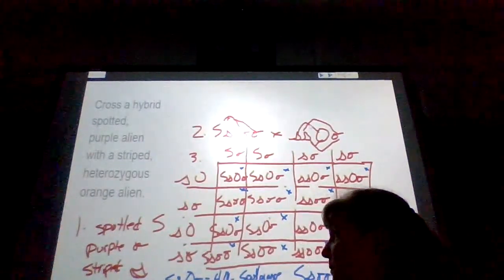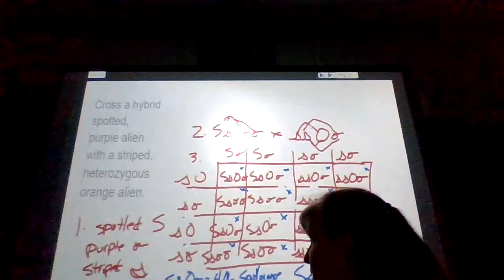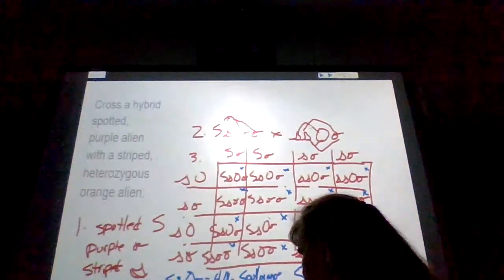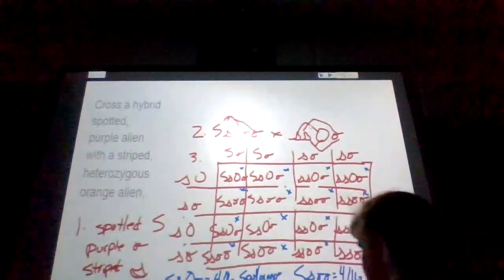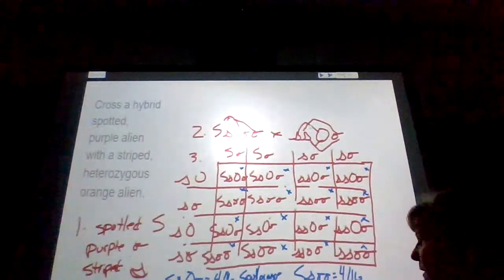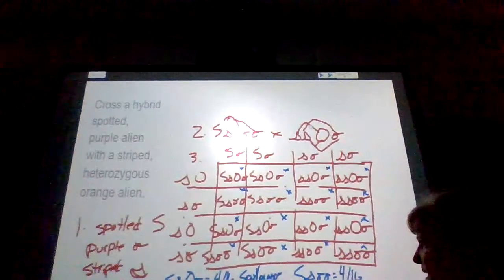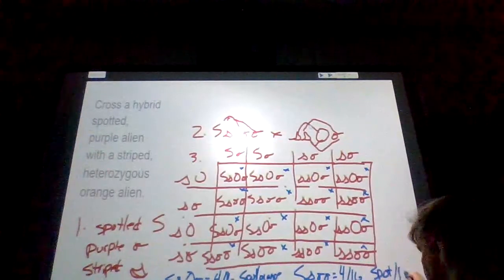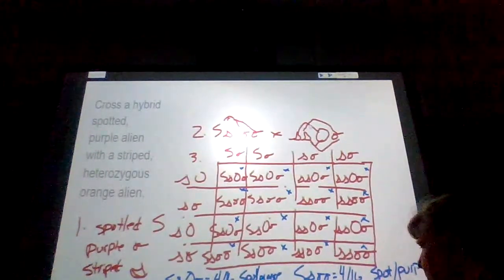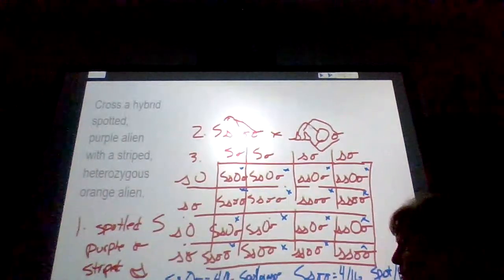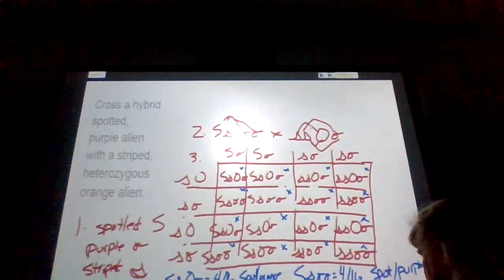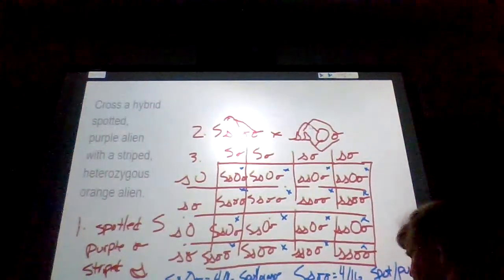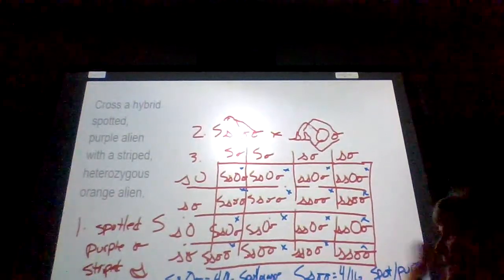Okay, here I don't have a dominant allele, so it's going to be striped and orange. Okay, big S dominant allele, so I've got spotted. And again, no dominant allele on my colors, so it's going to be spotted and purple. And then my last ones are just all going to be striped and purple. And again, I ran out of room, so I kind of condensed everything. But this is a dihybrid cross.